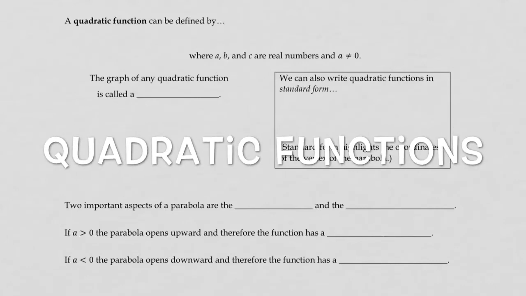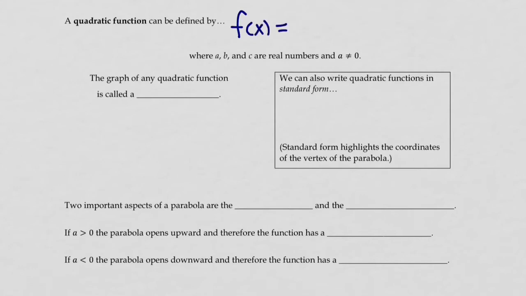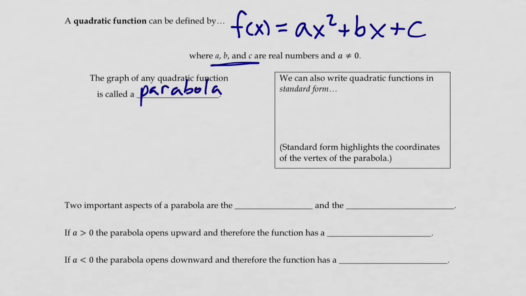A quadratic function can be represented by the formula f(x) = ax² + bx + c, where a, b, and c represent real numbers and a can't be equal to 0. The graph of a quadratic function is called a parabola, and it's basically a U-shaped graph.